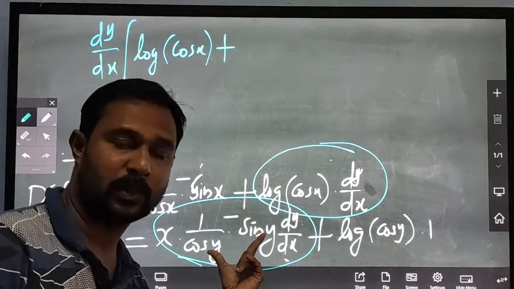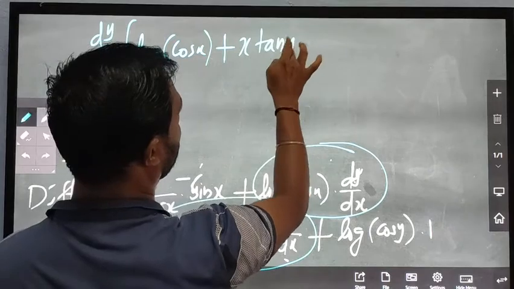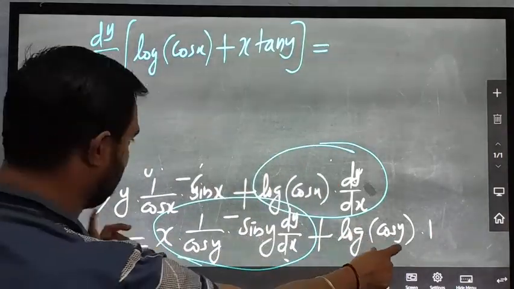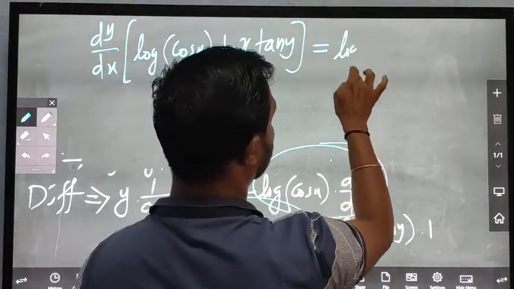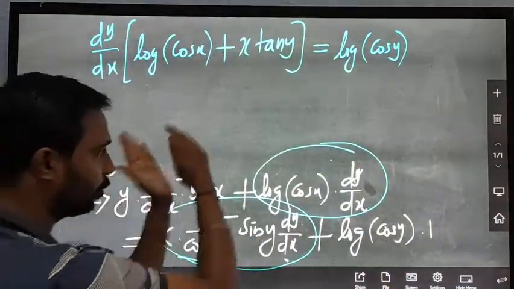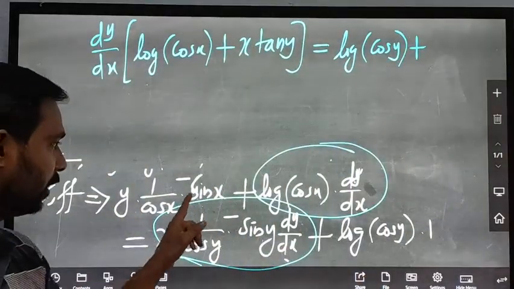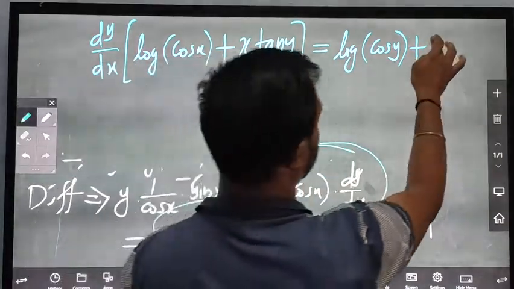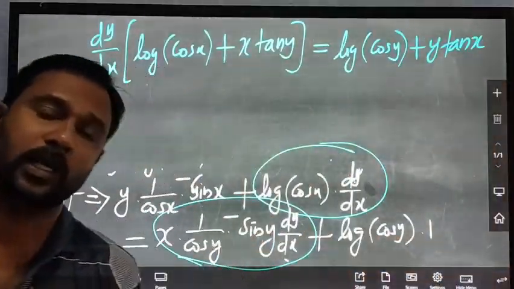You know sin y by cos y is tan y. So we will get x tan y. Okay. Is equal to. So these two terms are clear. Now this and this term remains. So we are writing that term, log of cos y. Log of cos y. This term is to be shifted to that side. So minus will become plus now. What remains? You see sin y by cos y, tan y, y tan x. Now we are asked to find dy by dx.